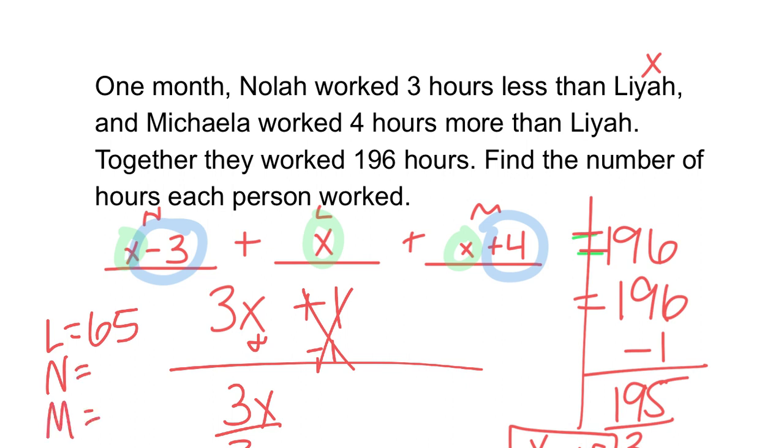So to figure out Nola and Michaela, we take that 65 and we relate it to what it said about them. It said Nola was 3 less than Leah, so we do 65 minus 3, so Nola is 62. It said Michaela is 4 more than Leah, so we do 65 plus 4, and Michaela was 69. And if you wanted to check and make sure you didn't mess that up, you could add those 3 together and you come back to that 196, and you know you're correct with all of that.